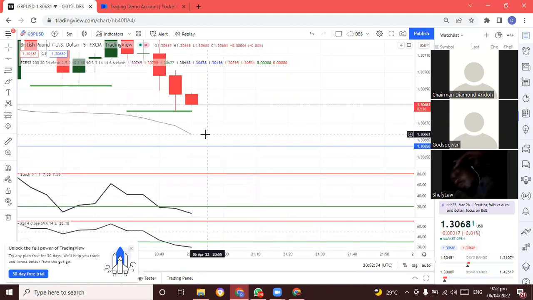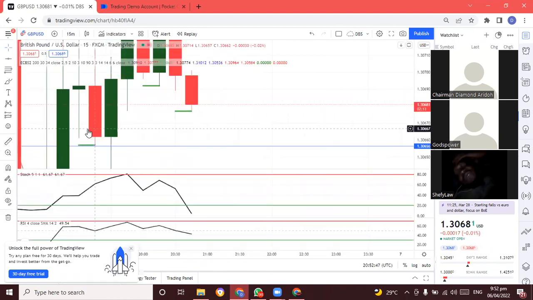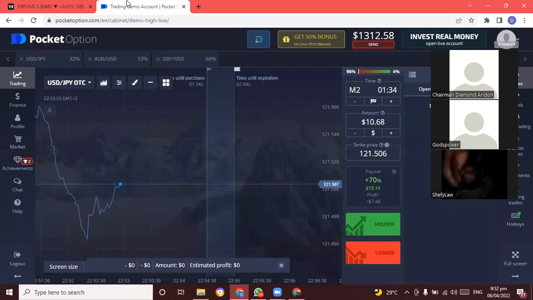Look at it right now. It's coming, it's coming. Wait for it to come to this area. If it comes to this area before the close of that candle, that will be very, very good for us to take. Very good trade. All of a sudden, this one just changed it to OTC.